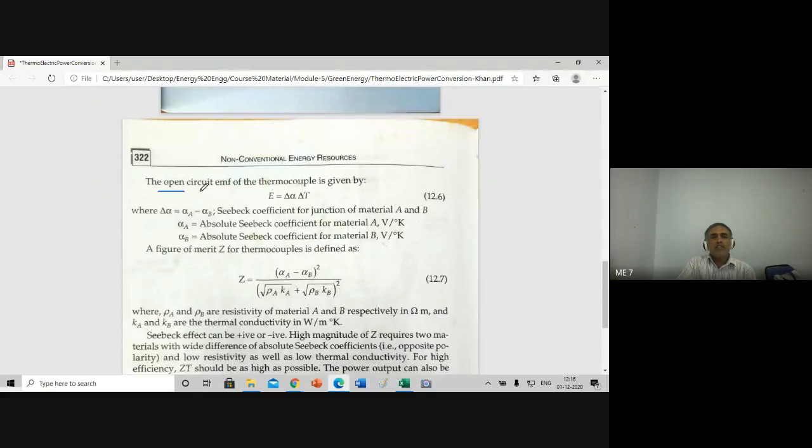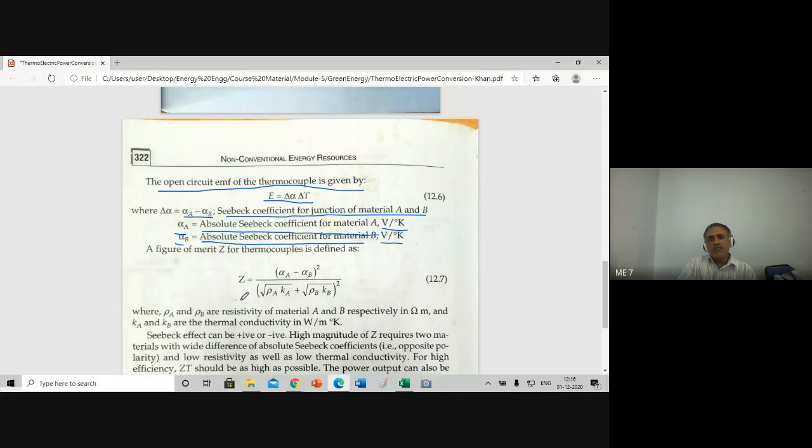The open circuit EMF of the thermocouple is also given by this equation: E is equal to delta alpha delta T. Then what is this delta alpha? Delta alpha is a difference, alpha A minus alpha B. It means the Seebeck coefficient for the junction of materials A and B. Alpha A is the absolute Seebeck coefficient for material A, in voltage per Kelvin. Alpha B is the absolute Seebeck coefficient for material B, in voltage per Kelvin.